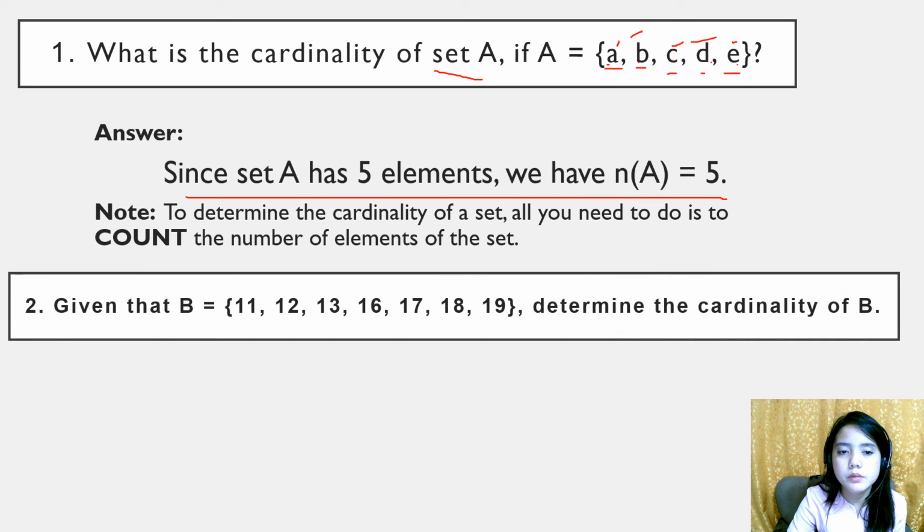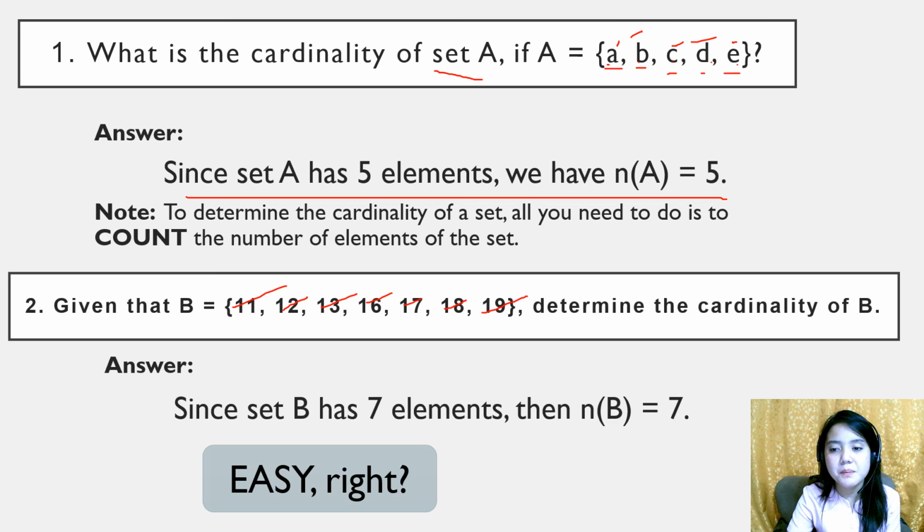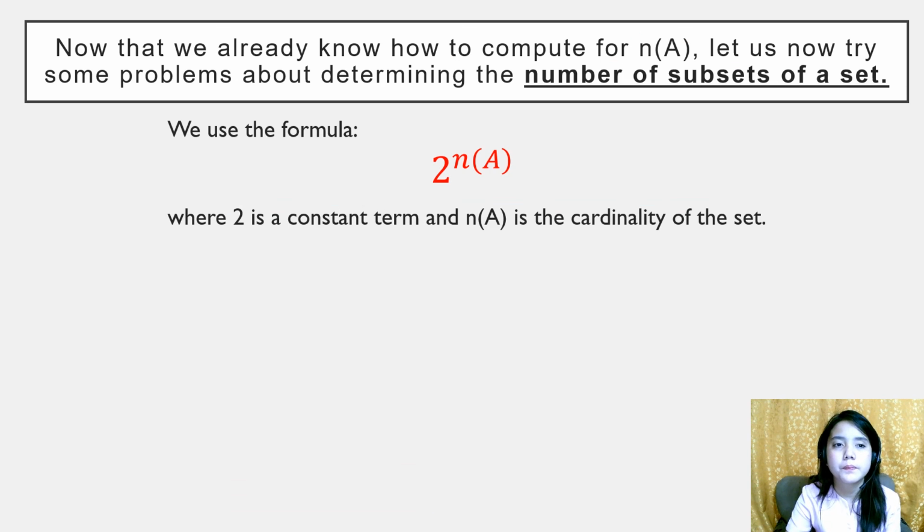Okay, that's the cardinality of the set. Okay, let's have number 2. Given that B is a set with elements 11, 12, 13, 16, 17, 18, 19, what's the cardinality of B? The answer is 7. Why again? Because we just have to count the number of elements inside the set. 1, 2, 3, 4, 5, 6, 7. That's the cardinality of the set B. Easy, right?